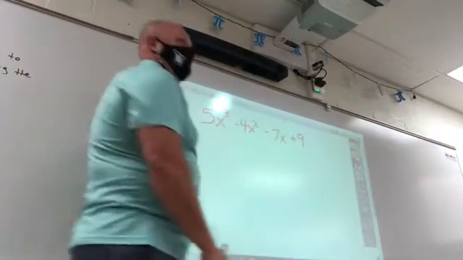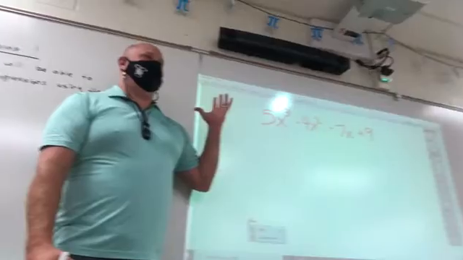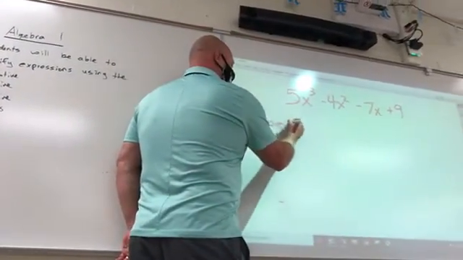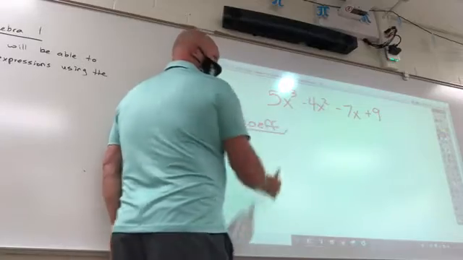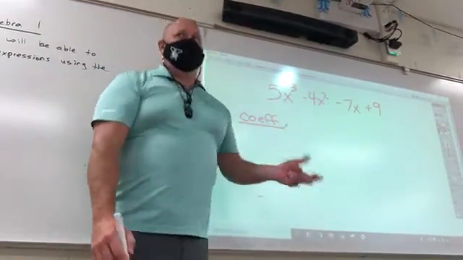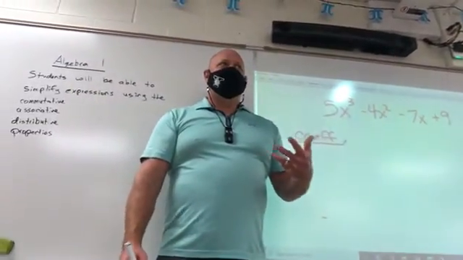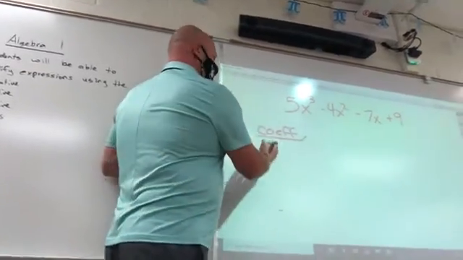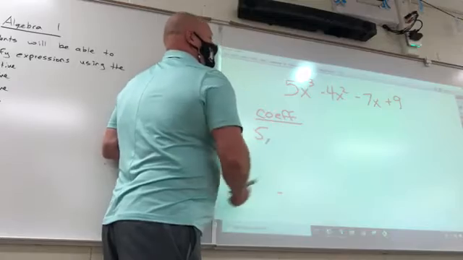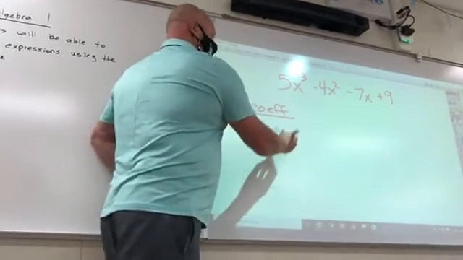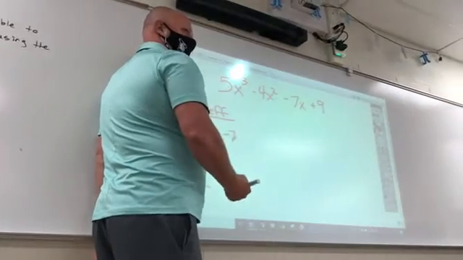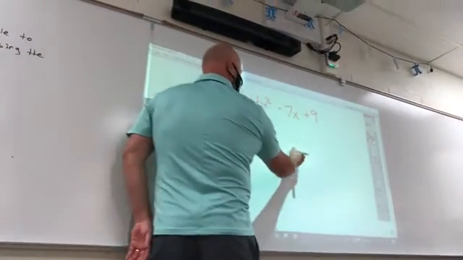All right. So this is a big polynomial, right? If I ask you, what are all of the coefficients? What's a coefficient again? Number that's attached to an x. So, what are all the coefficients? 5, -4, -7. Is that it?